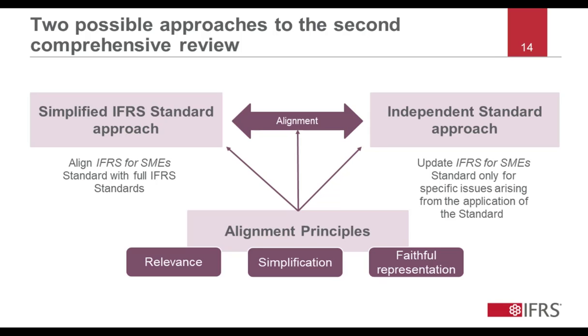The second principle is simplification, and essentially this requires us to consider whether or not a relevant requirement of full IFRS can be simplified in such a way as to make it easier to apply, easier to process by an SME. Again, cost benefit comes into the equation here, and in thinking about simplification, we need to think about both the benefits that users of these financial statements will get, and the costs and resources that SMEs have. So a good example of this would be the principle of lease term under IFRS 16.